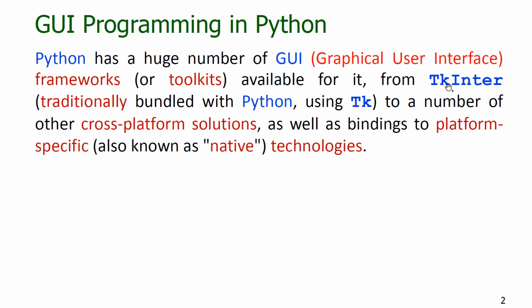starting from tkinter, which is traditionally bundled with Python using the library Tk, to a number of other cross-platform solutions, as well as bindings to platform-specific technologies, which are also called native technologies. Let us see them one by one briefly.